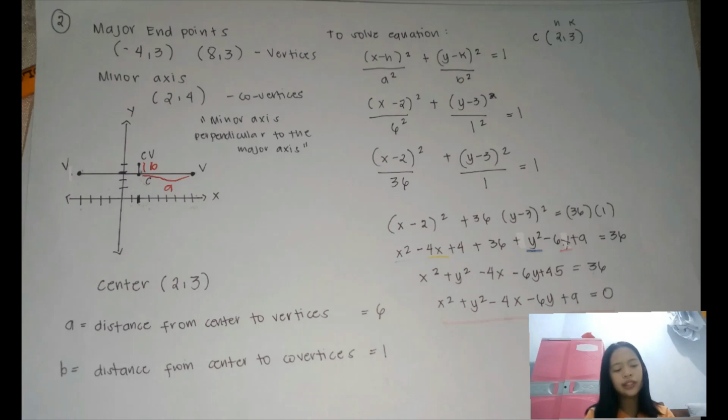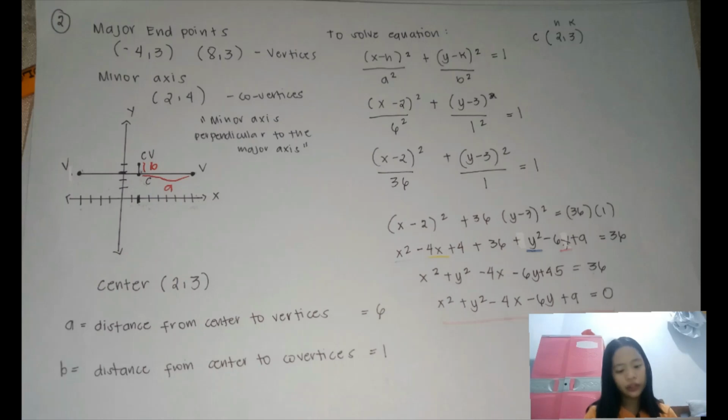So 36 times 1. To simplify, (x minus 2) squared gives us x squared minus 4x plus 4. And here, we need to simplify first the (y minus 3) squared, so the 36 stays put there. If we simplify (y minus 3) squared, giving us y squared minus 6y plus 9. So, 36 times 1 is 36.